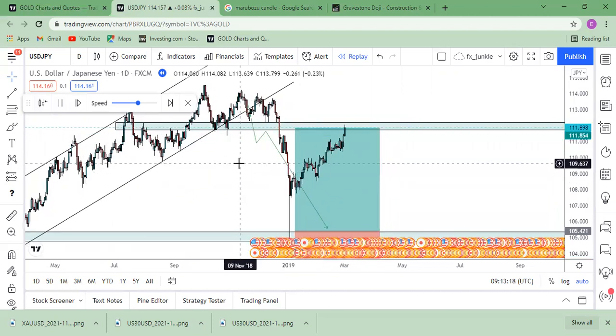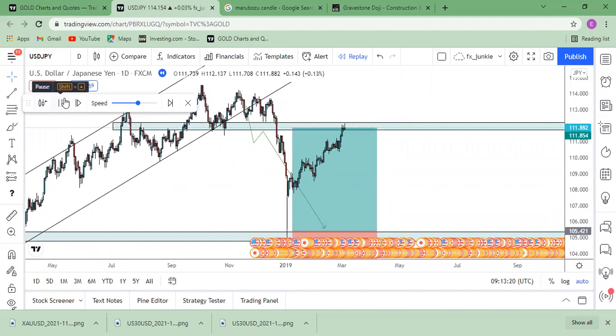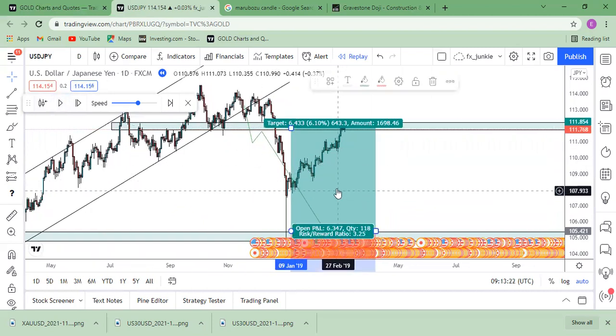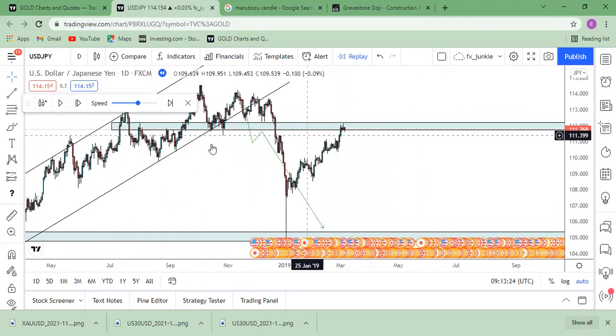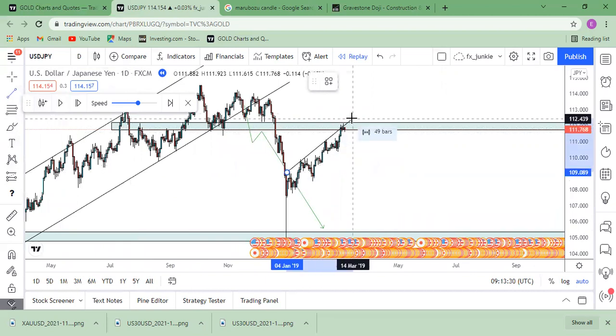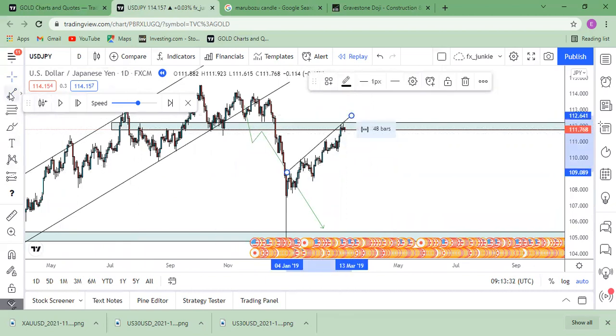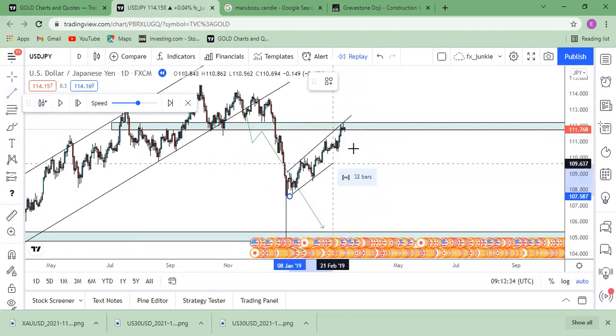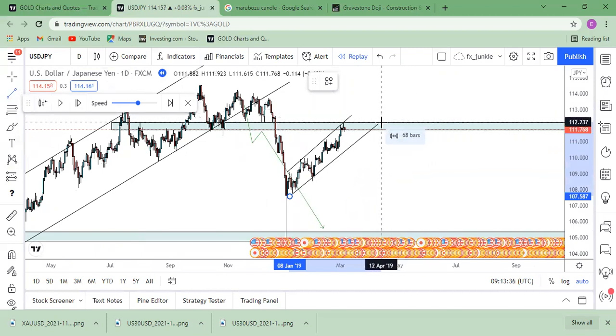Oh, take profit smashed. So what do we do? We need to be technical. Remember, we're watching this chart. We're just not gonna enter the sell. We're watching the chart.